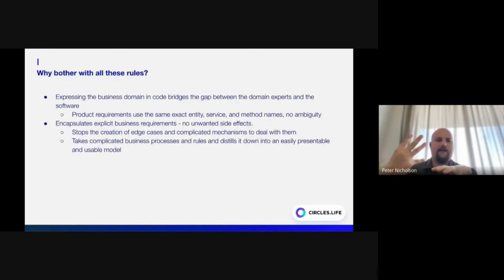To go back and ask, why are we going to bother with all these rules? This goes back to the first handful of slides where we're expressing this business domain, this problem space, in code, and we're trying to bridge the gap between our domain experts and our software, and avoid a bunch of ambiguity. To do this, we need to set this groundwork, this framework and these rules, so that we can encapsulate everything and make sure that we talk about the same flows.